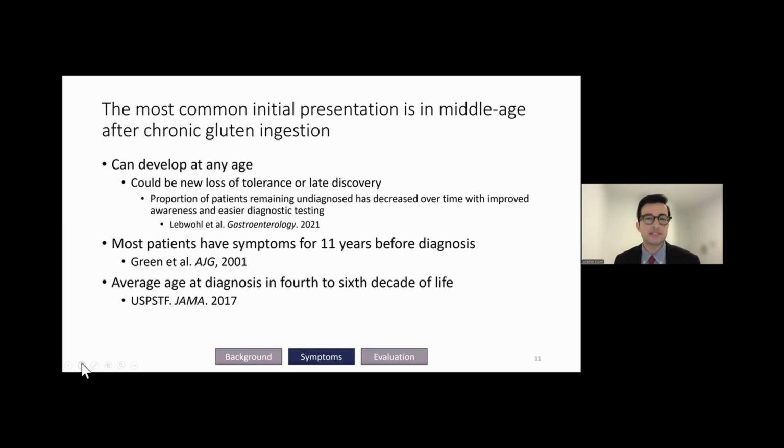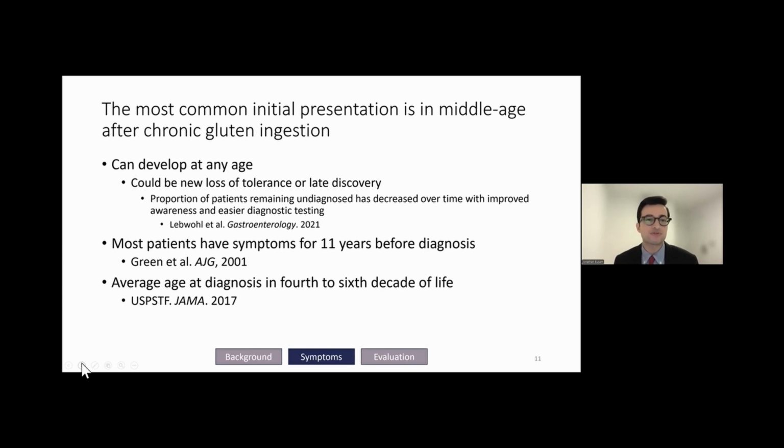And what we see when we look at the initial presentation of folks with celiac disease is that it's most commonly now in middle age after chronic gluten ingestion. Now, celiac disease can develop at any age, so this could be a new loss of tolerance to gluten over time, or it could just be a late discovery. The symptoms could be mild. Folks could put it off earlier on, and then when they're a little bit more concerned about other health issues, come to the doctor and get it worked up.